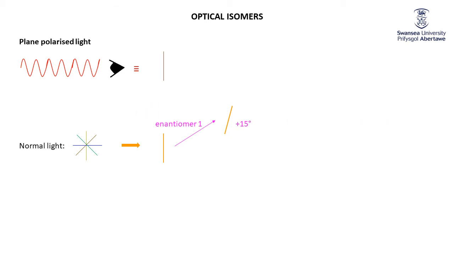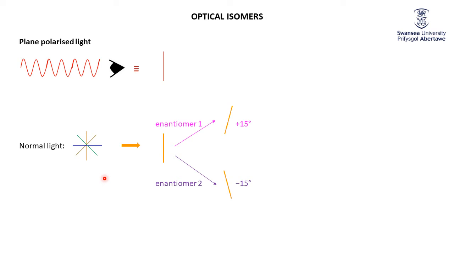And I'm going to pretend that's plus 15 degrees. Nothing special about the 15 degrees. Different compounds rotate by different amounts. Then if I take the second enantiomer and pass that light through it, then it will again rotate the light by the same amount. So in this example, about 15 degrees, but in the opposite direction. So it's minus 15 degrees. One enantiomer rotates one way, one enantiomer rotates the light the other way.